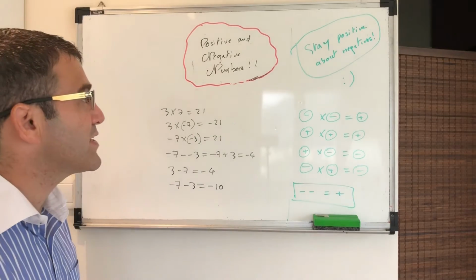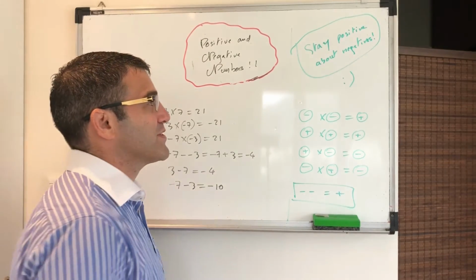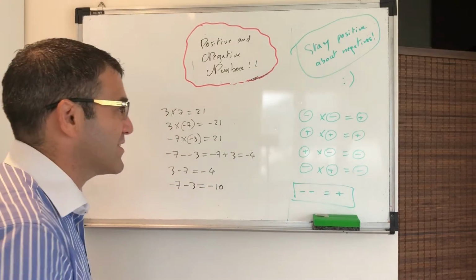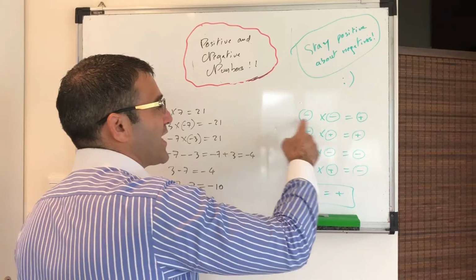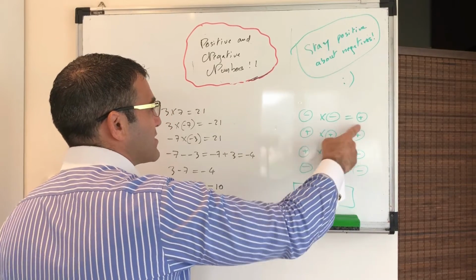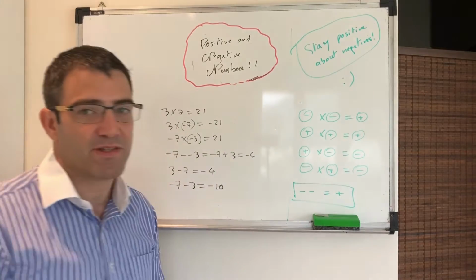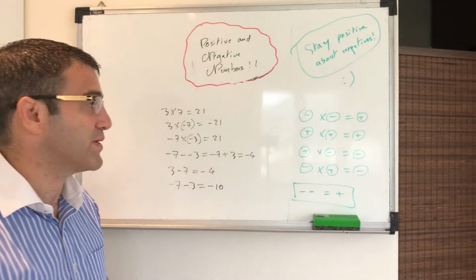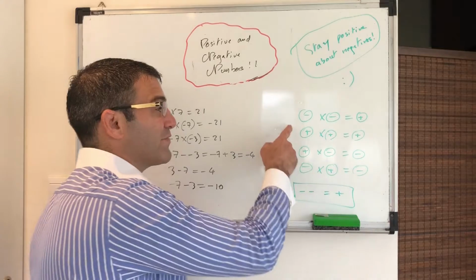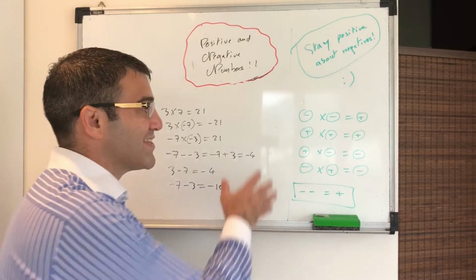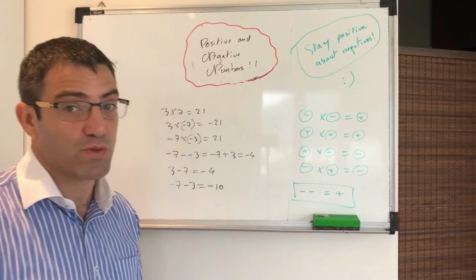Well, there's some rules here, and of course there's a little dorky joke here. Stay positive about negatives. So, when two negatives meet, a minus times a minus is equal to a plus. And a positive times a positive is just a positive. Like if you did 3 times 7, that would just be 21. But if you do negative 3 times negative 7, then you get positive 21. So you need to know that when the sign is the same, you always get a positive.